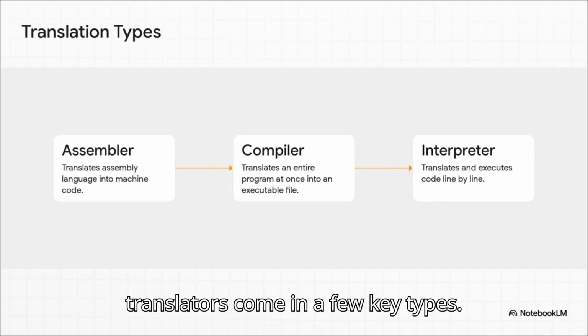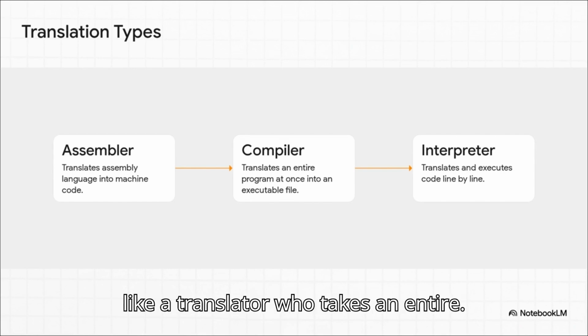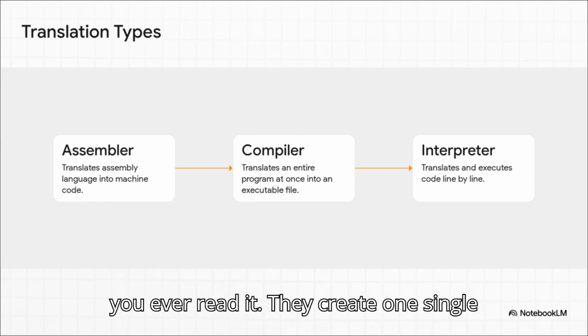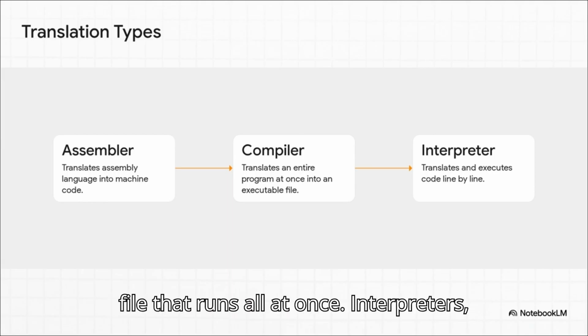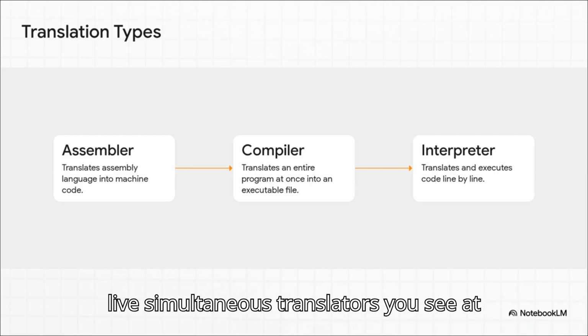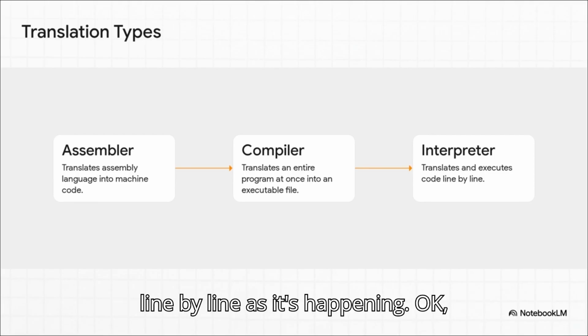These translators come in a few key types. You've got compilers. They're kind of like a translator who takes an entire book from, say, French to English before you ever read it. They create one single file that runs all at once. Interpreters, on the other hand, are more like those live simultaneous translators you see at the UN. They translate and run the code line by line as it's happening.